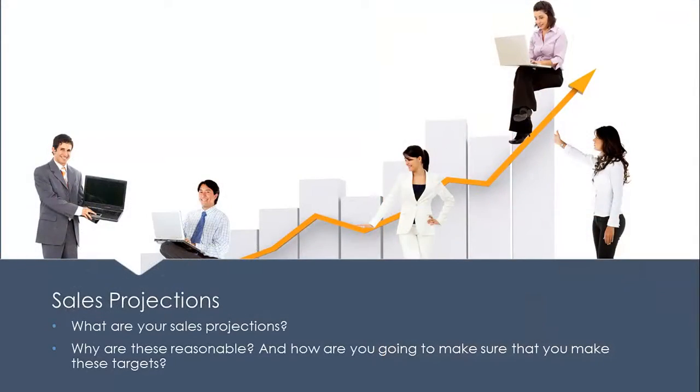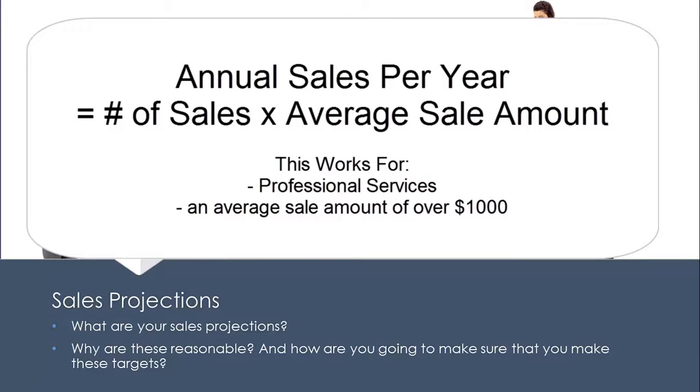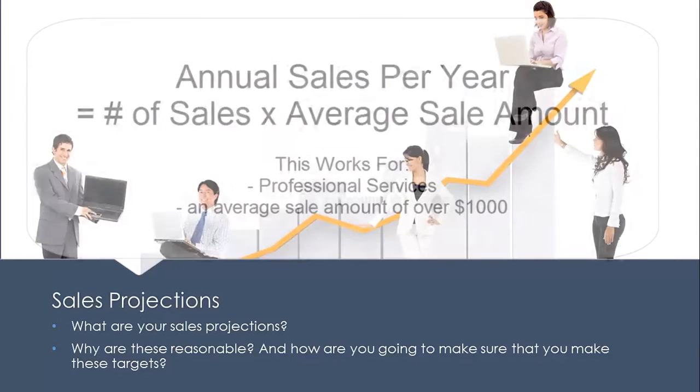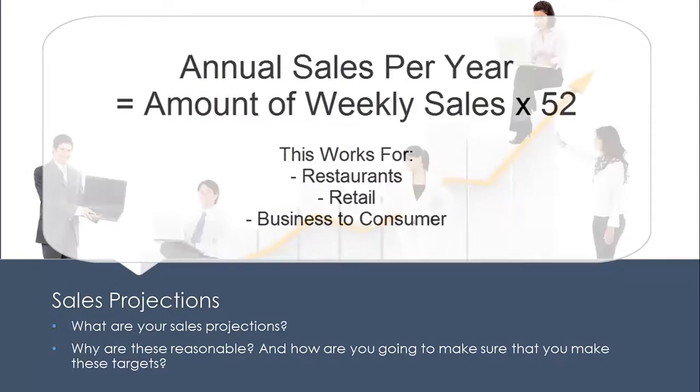Sales projections. What are your sales projections? Why are these reasonable? And how are you going to make sure that you make these targets? Where do you start here? How many sales will you make per year? This works well for professional services or sales that are over $1,000. But if you're a restaurant or retail store that is direct to consumers, you'll want to estimate your sales by week and multiply by 52 to get your annual sales projections.